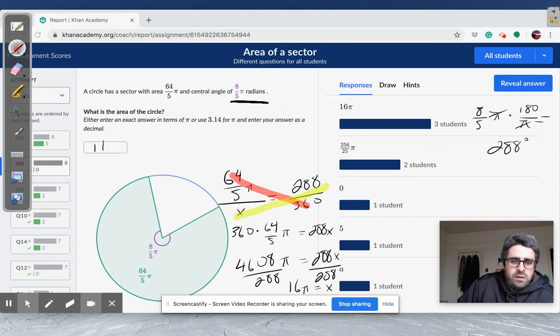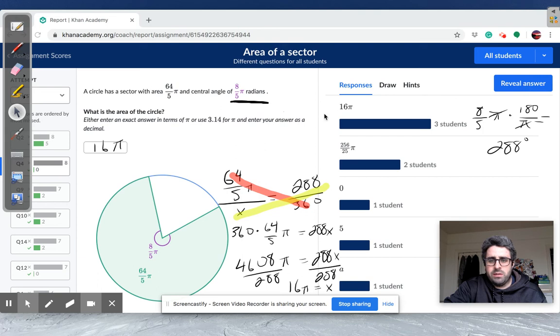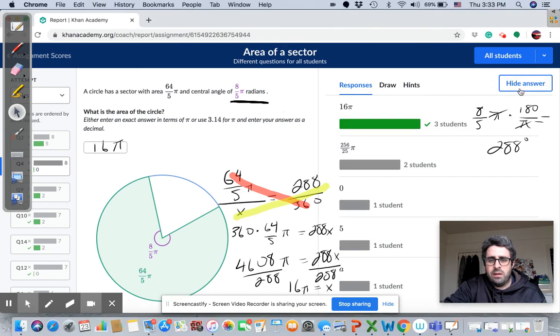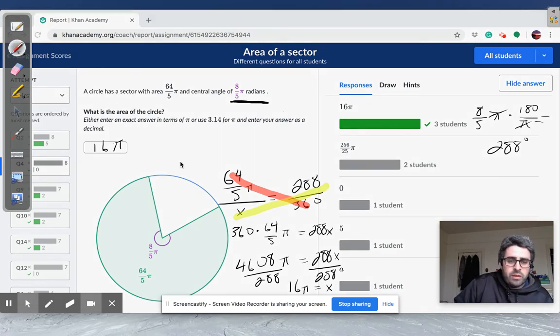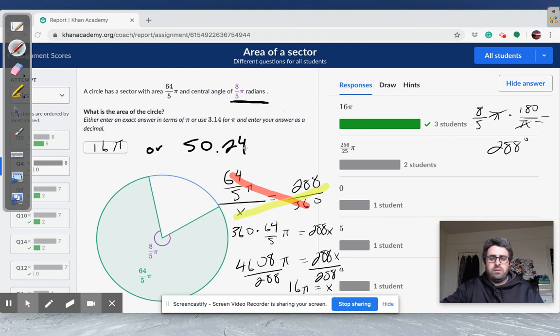So this is 16 pi. You could multiply by 3.14, but you don't need to. If you look at the correct response, that was this choice, 16 pi. If you said 16 times 3.14, you could have also said 50.24. So either of those would have been a correct response to this question.